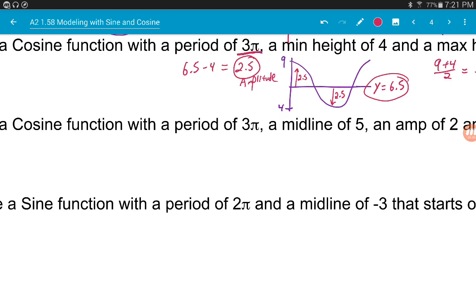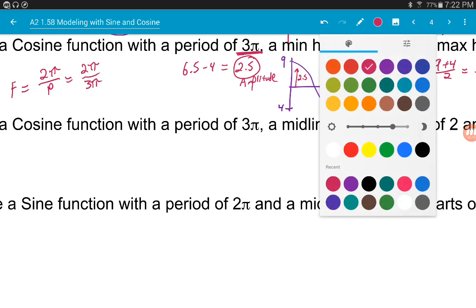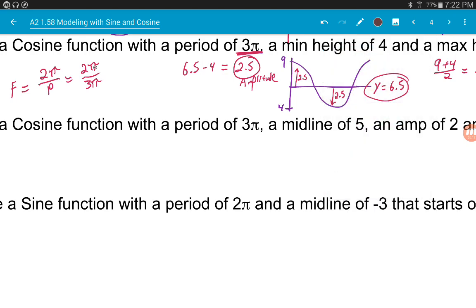Or rather, I need to convert the period to frequency. Frequency is equal to 2 pi divided by p, which means that it's 2 pi divided by 3 pi. And whenever we have something on the top and bottom of a fraction, we can cross it out. So my frequency is 2/3.